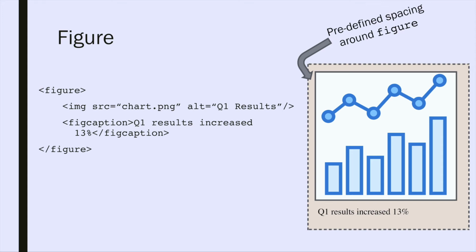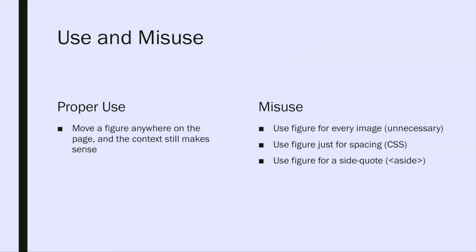As you can see on the right, we have an image and we have a caption, and the dotted line and kind of orangey area is actually the predefined spacing around a figure. If you were just to use the image itself, there's no predefined spacing around that, so you can use a figure to space it around it, but only if it can be a self-contained element, not for every single image.